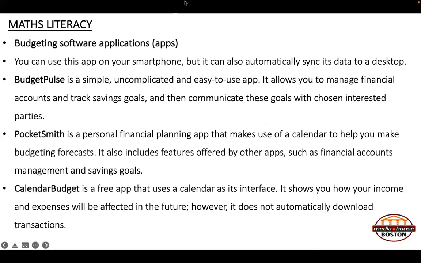Pocketsmith is a personal financial planning app that makes use of a calendar to help you make budgeting forecasts. It also includes features offered by other apps such as financial accounts and management and saving goals. Calendar Budget is a free app that uses a calendar as its interface. It shows you how your income and expenses will be affected in the future. However, it does not automatically download transactions. Okay, so there are various different apps that you could use to calculate your budgets.